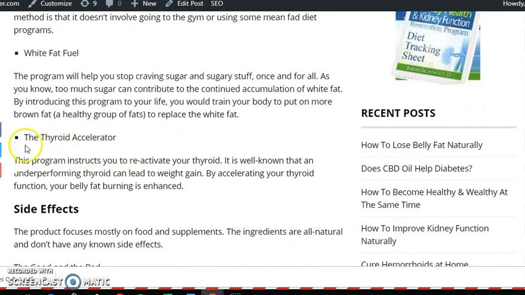Another method is the thyroid accelerator. We know the thyroid secretes a series of hormones, and those hormones are very important for the body's metabolism. So this program will introduce you to reactivating your thyroid, and with your thyroid function enhanced, you accelerate your thyroid function, and that will enhance the burning of your belly fat.